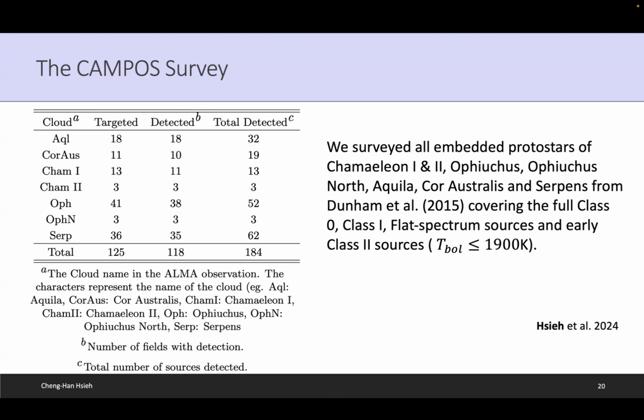2015, which is the Spitzer Legacy survey, the core to disk survey, covering full class 0, class 1, and flat spectrum sources, and early class 2 sources with bolometric temperature less than 1900 Kelvin. So we use ALMA band 6. This is 1.3 millimeter, and with angular resolution of 0.1 arcsecond, which translates to 15 AU for 5 nearby clouds and around 40 AU for Aquila and Serpens molecular cloud. So in total, we detected 184 disks.